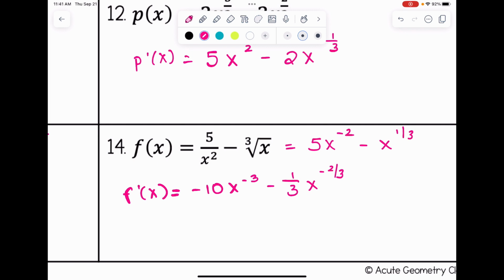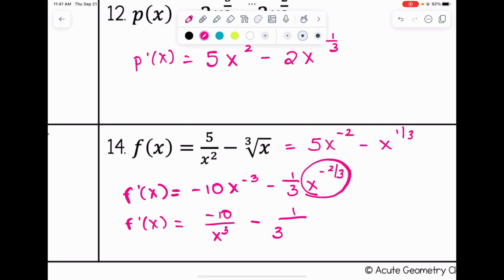And then let's clean this up so that this matches the formatting of the question. So the question does not have any rational exponents. It also doesn't have any negative exponents. So I'm going to rewrite this as negative 10 over x cubed. Basically, the term with the negative exponent gets bumped to the denominator, and we change the exponent to a positive. Minus 1 over 3. That's dealing with the 1/3 part.